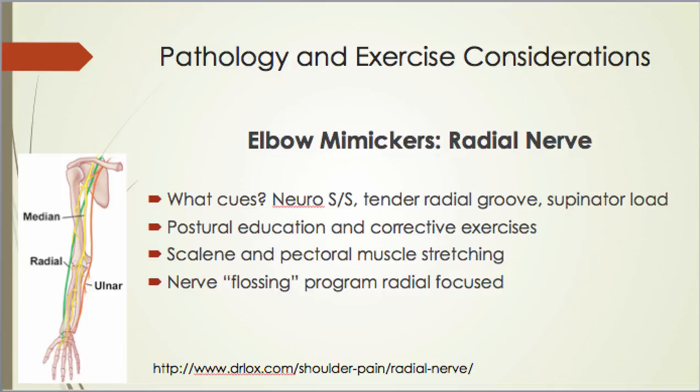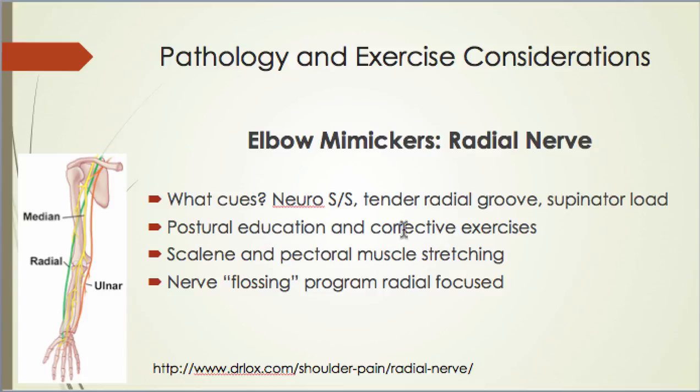And if there's truly an entrapment of the radial nerve, they'll have pain with resisted supination. So you can imagine holding your wrist in a neutral position, not supinated or pronated, in that neutral position, and turn the palm up against resistance. They're going to have pain in the lateral elbow because the radial nerve goes through the supinator.